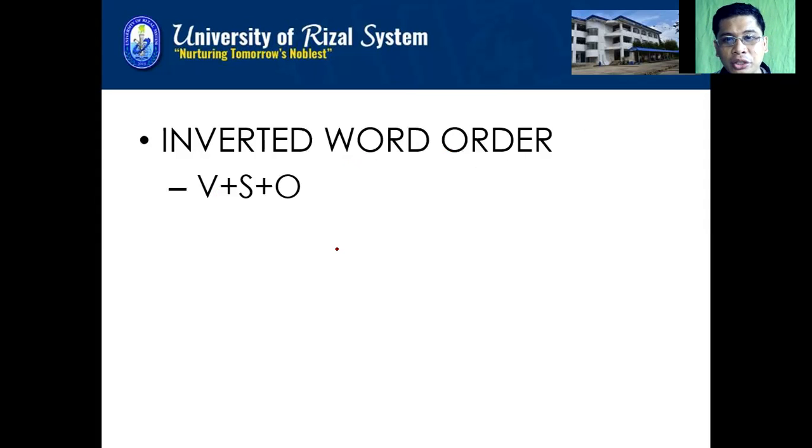Let's have the inverted word order. The reason it's called inverted word order is because in the usual sentence structure, we always follow the subject-predicate structure. The beginning of the sentence is the subject, and it is followed by a predicate. But this time we have the inverted word order. It's similar to the sentence structure in Filipino. In Tagalog, we are always using the inverted word order.